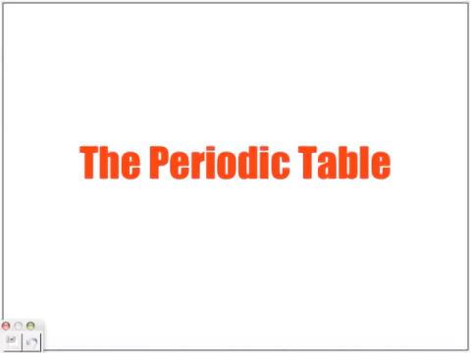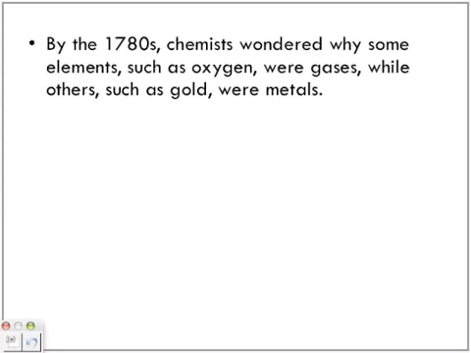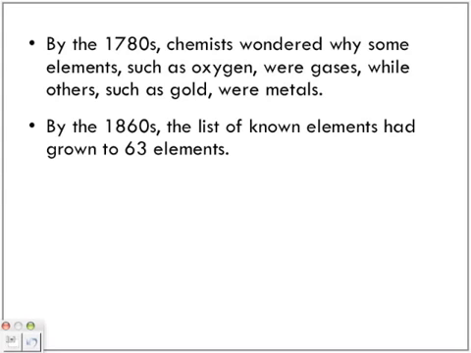The periodic table is the next lesson that we're looking at. By the 1780s, chemists wondered why some elements such as oxygen were gases while others such as gold were metals, solids. By the 1860s, the list of known elements had grown to about 63 elements. That's what made up some of the most primitive periodic tables.